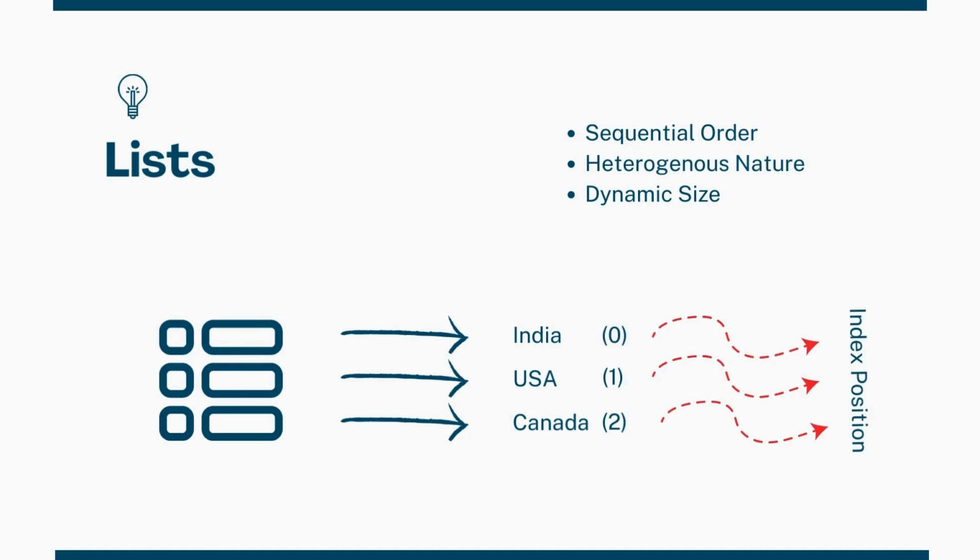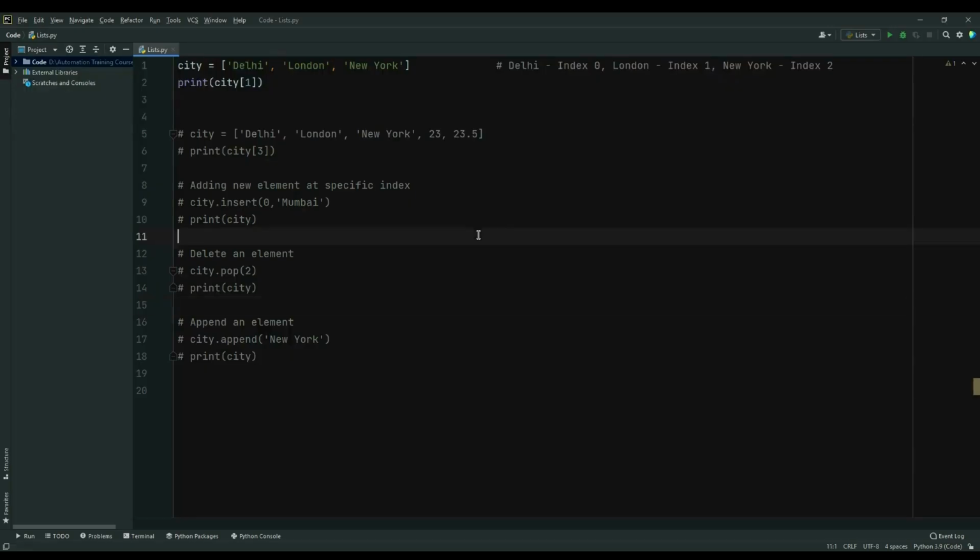The second is their heterogeneous nature, meaning that they can contain elements of different data types like integers, strings, floats, etc. The third important one is their dynamic nature, which allows us to add, remove, or modify their elements as per our need. Now let's go through all of this with a practical example.